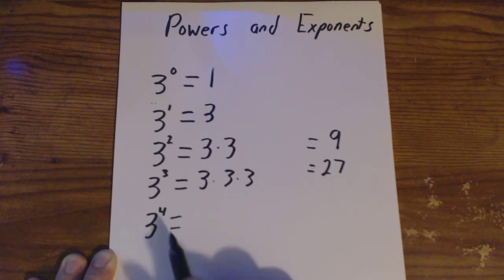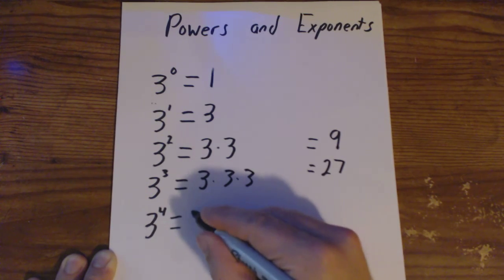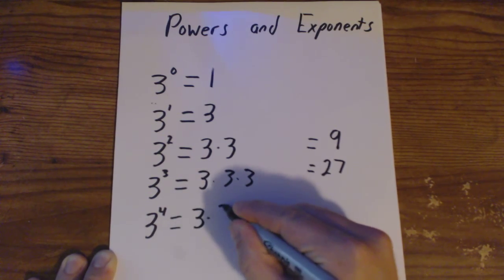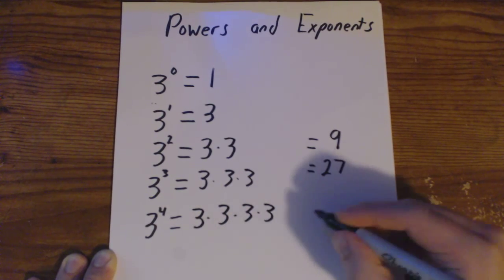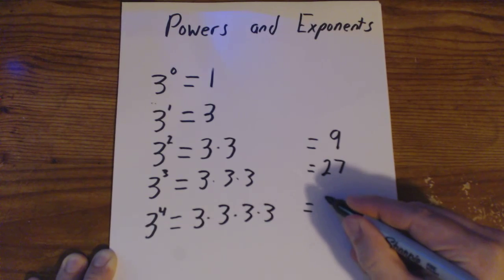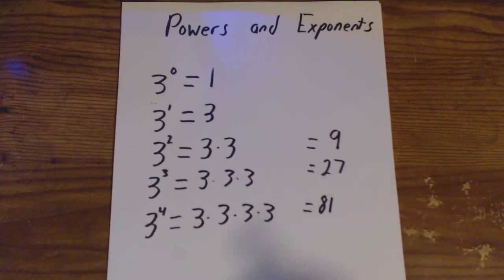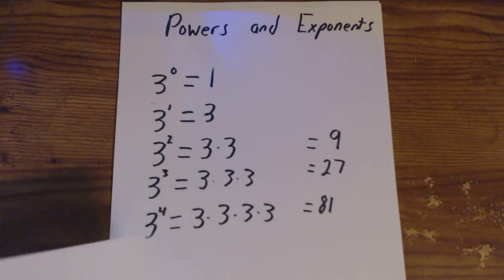3 to the fourth power. You guessed it, there's going to be 4 3's. 3 times 3 times 3 times 3. And that's going to become 81. So you can see when you have repeated multiplication like this, it's easier to write a little power above the number than to write all of these out. It's pretty useful, and you're going to be seeing it. So let's look at some example problems you might find.